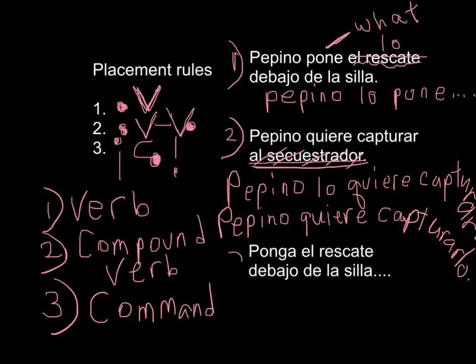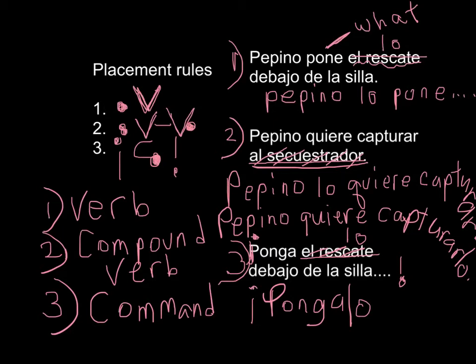In the third situation, where we have a command, as in ponga, there should be an exclamation point here, el rescate debajo de la silla. Okay. I would look at that verb ponga, place. Place what? Place the rescate, the ransom. Again, it's a singular masculine. I would make it a singular masculine lo, direct object pronoun, and then rewrite it as one word, pongalo. And you have to do that with command forms. And add an accent mark because you've affected the length of the word.